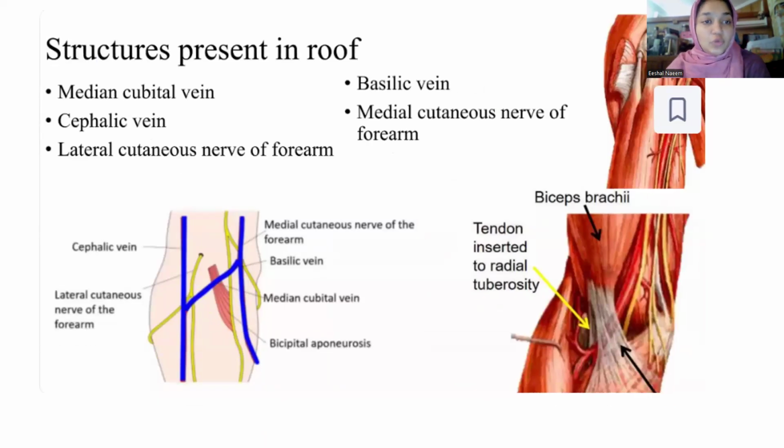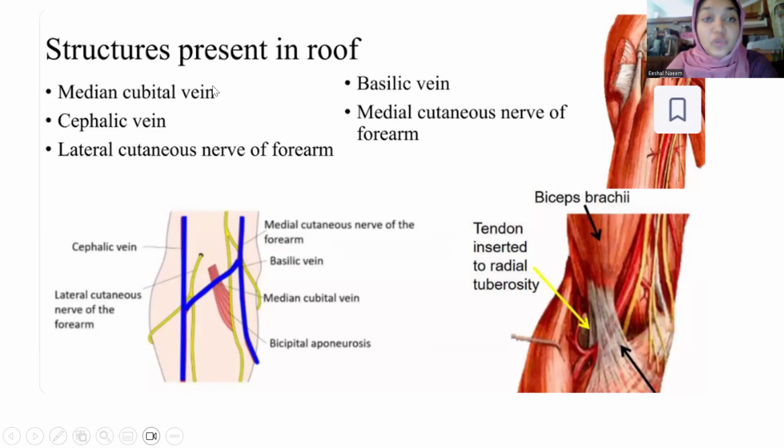Structures present in the roof include the median cubital vein. You can see the median cubital vein here, this one. Now, I told you that this sort of looks like an H, right? There are different forms and variations of how these veins are connected to each other. Sometimes you will see an M, sometimes you will see an N, and sometimes you will see an H. Here we are seeing an H formation.